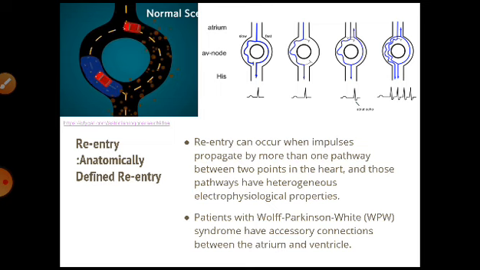Now we'll reach the third mechanism of arrhythmia, which is generally caused by changes in the structure of the heart, right? So they are usually structurally oriented, right? Re-entry, which we call anatomical changes.